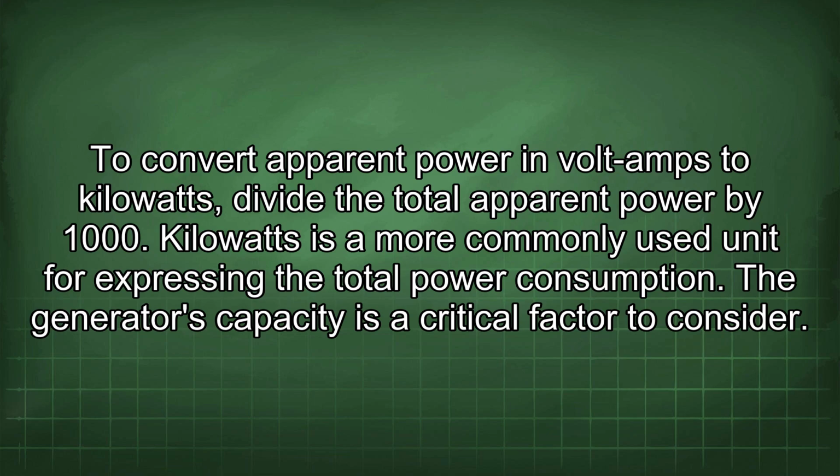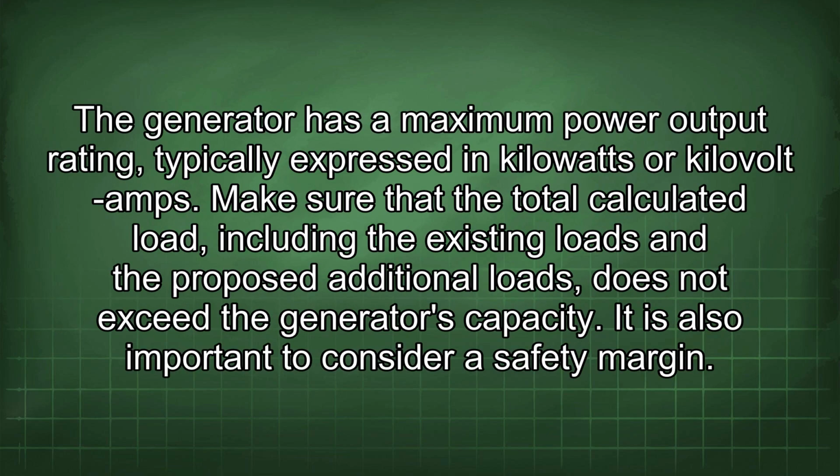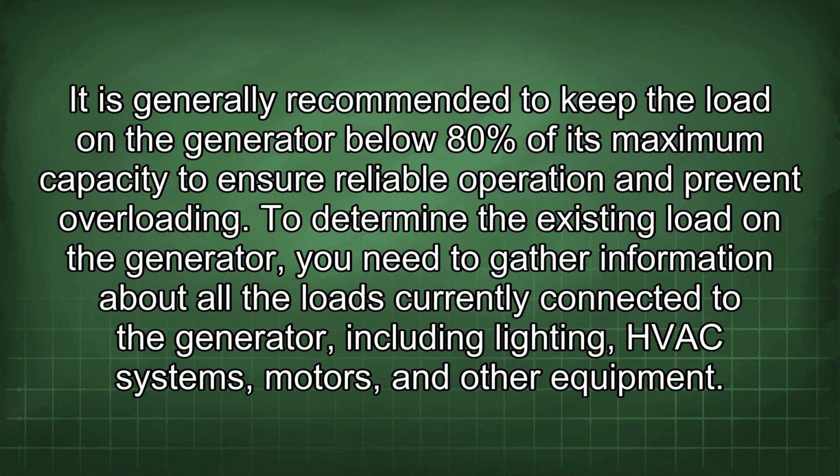The generator's capacity is a critical factor to consider. The generator has a maximum power output rating typically expressed in kilowatts or kilovolt amps. Make sure that the total calculated load, including the existing loads and the proposed additional loads, does not exceed the generator's capacity. It is also important to consider a safety margin. It is generally recommended to keep the load on the generator below 80% of its maximum capacity to ensure reliable operation and prevent overloading.